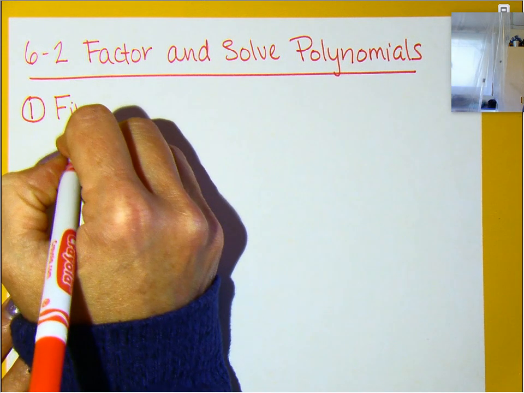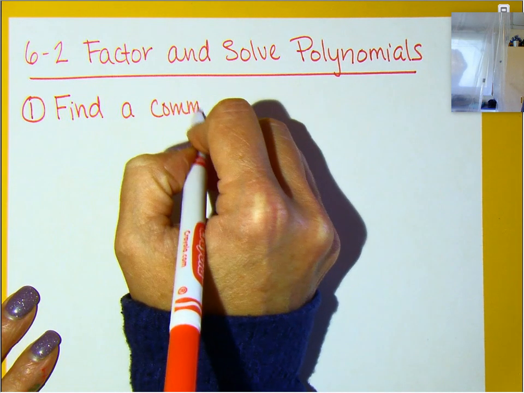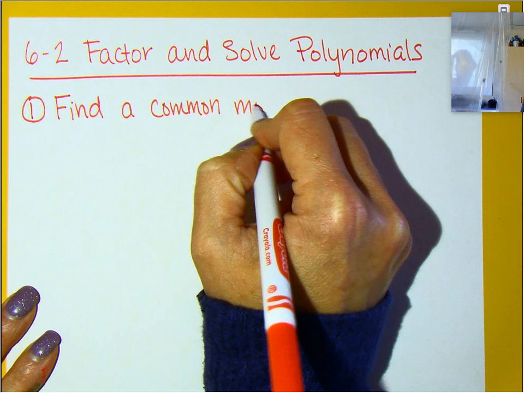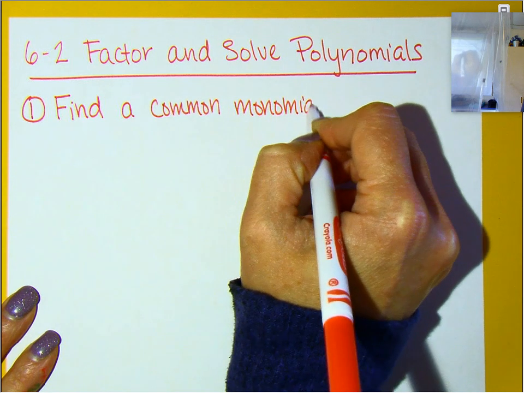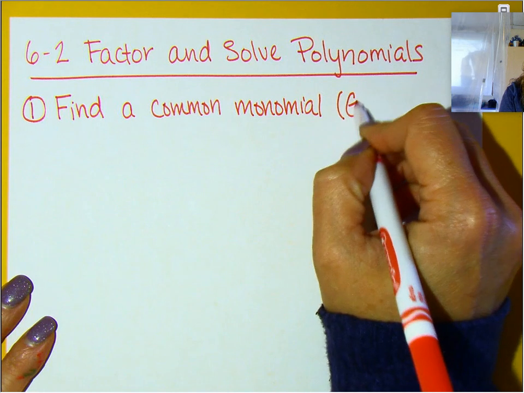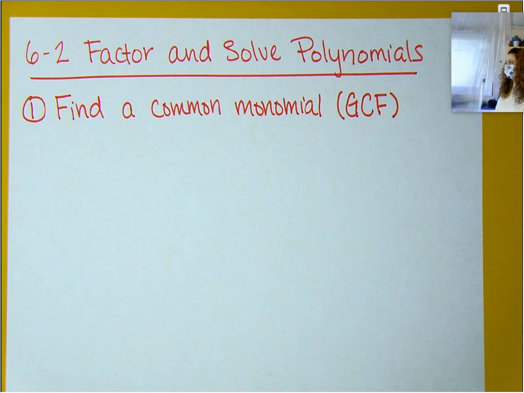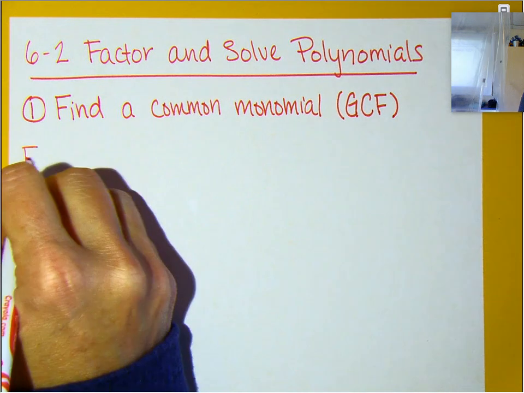But no matter what, first thing we're going to do is find a common monomial, if there is one available. And that's what I'm talking about when I say greatest common factor. Greatest common factor, that's what we're looking for. I call it common monomial. I think I'm just so used to saying it. Mono means one, so one term that we're pulling out that's common to everything. Always what we look for first.